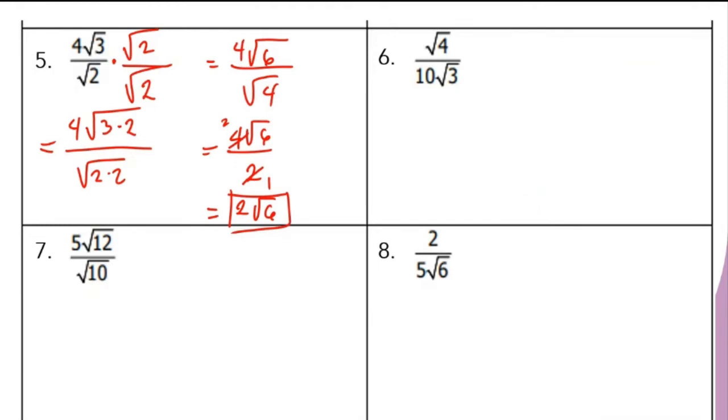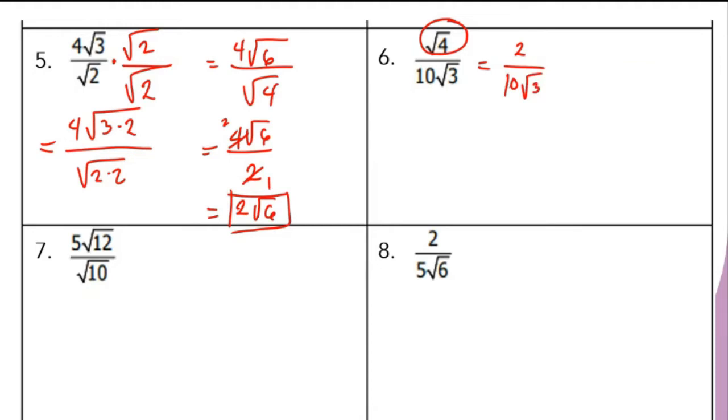Let's have more examples. Let's try number 6. In the given, we can simplify the numerator because the radical is a perfect square. So we can simplify square root of 4. That will be 2 over 10 square root of 3.